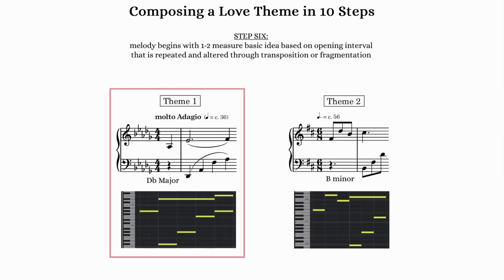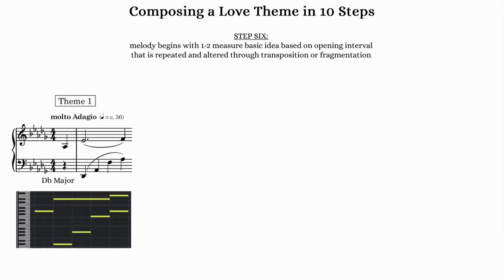Let's start with theme 1. So essentially in this step, I have to decide when and where to repeat the basic idea. Right now, theme 1 is just 1 measure in length. I could immediately repeat the interval leading into measure 2. The question then would be, do I want to repeat the interval from A flat to E flat again? The problem there is that I have the melody go up to F here. I could instead have the E flat go back down to A flat, then repeat the basic idea in measure 2 like this.